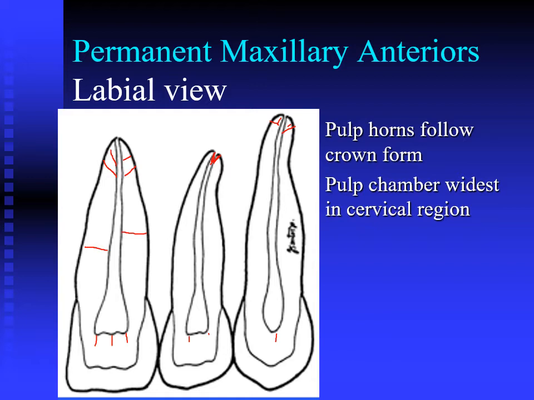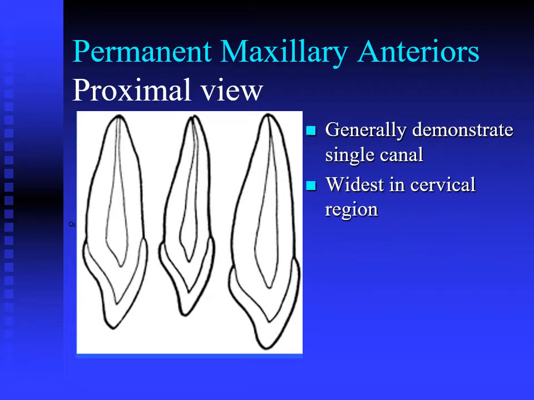Pulp horns follow the crown form. Pulp chamber is widest in the cervical region, and that's true in the facial view or if we're looking at a proximal view. So looking at this proximal view of maxillary anteriors, again, we demonstrate a single root, mostly with a single canal that you can see, root canal. We'll also note that the widest portion of the pulp chamber is in the cervical area of the tooth. All very important things to notice.